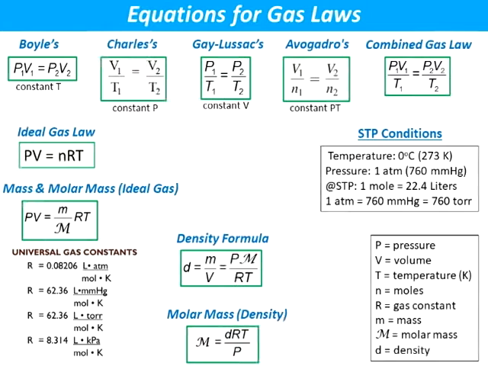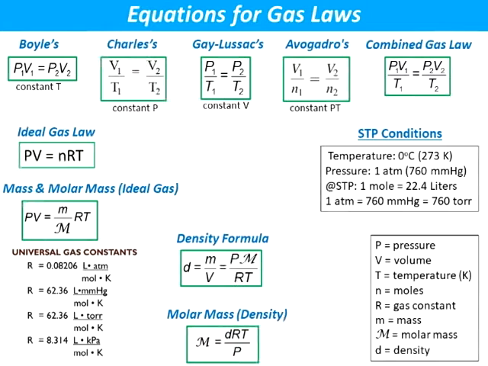We also note in this one standard conditions. Temperature is 0 C, but we always report temperature in Kelvin, K. Then standard pressure is 1 atmosphere or 760 millimeters of mercury. And at STP it is important to note that 1 mole equals 22.4 liters. We have a conversion of 1 atmosphere to 760 millimeters of mercury or 760 torr.